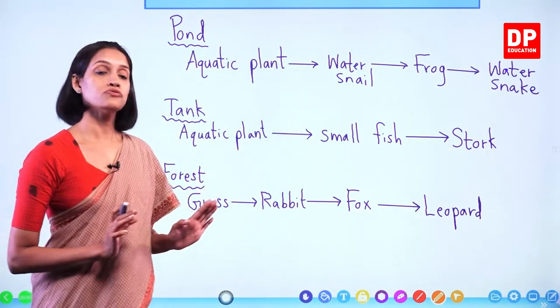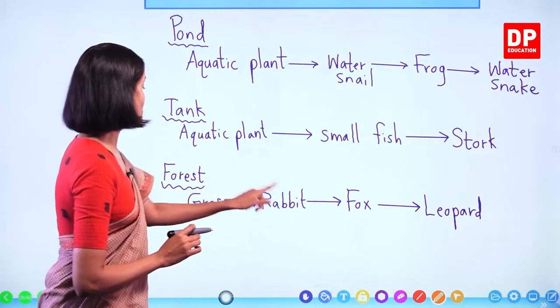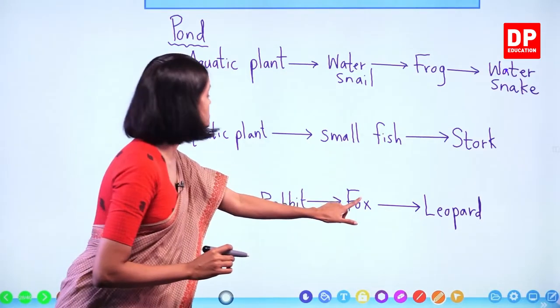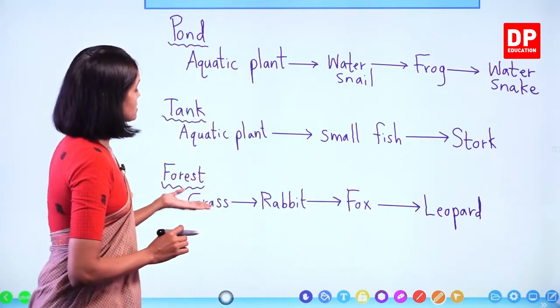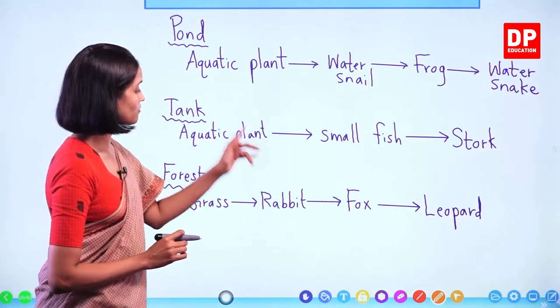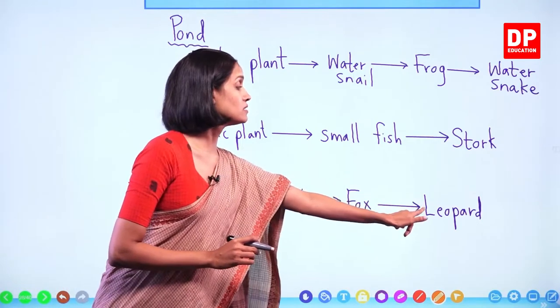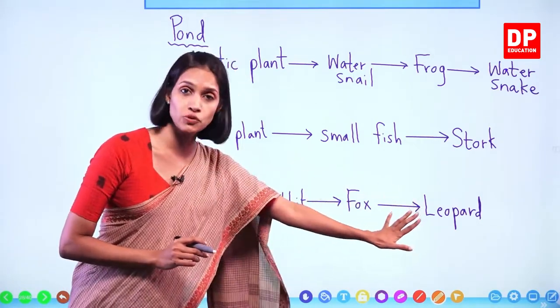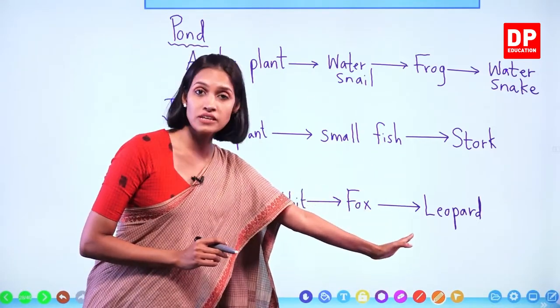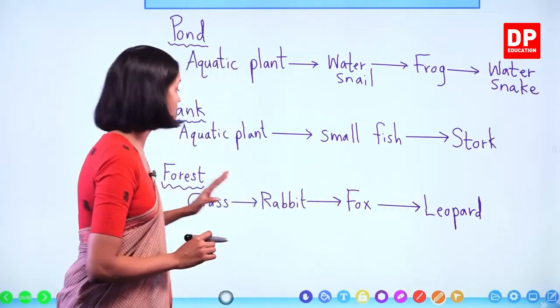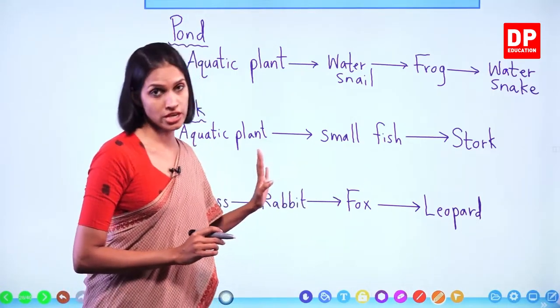Right? Forest. Grass. The rabbit eats grass. The fox eats rabbit. And the leopard eats fox. So this is the primary producer. The first link, second link, third link. They are known as the consumers. The first consumer, second consumer, and the third consumer. So altogether, there are four links to this food chain.